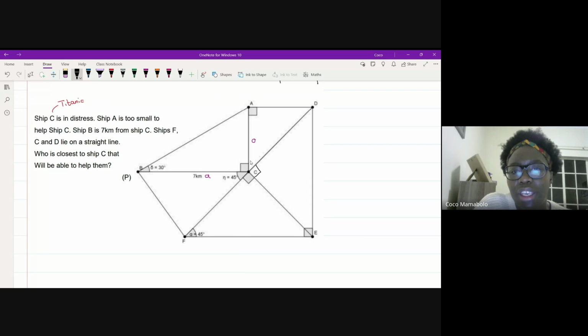So this angle over here is 45 degrees, right? So if we use this triangle to find the opposite, we can then use this triangle over here to find side CD, right? We can find the distance of ship D.